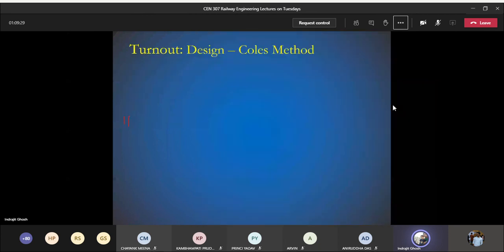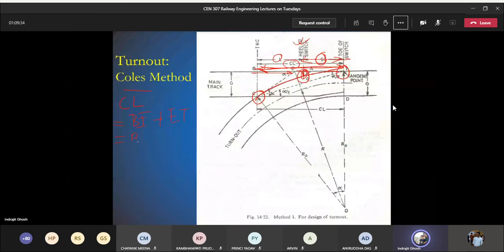Okay, BE plus EC. Here you can see that this is a diagram which has been drawn. So ET and EC, they are same. This is R outer radius. This is R central radius. This is G. So BE plus EC.